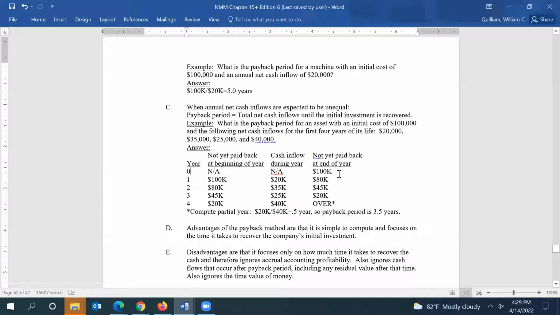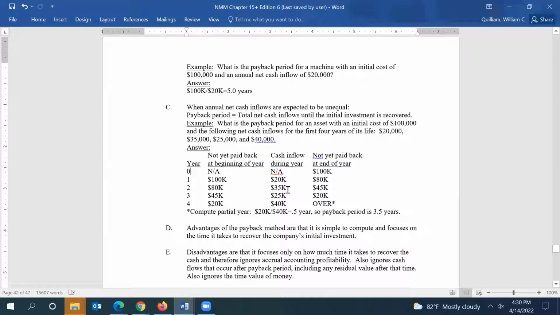So right now we pay that initial investment of $100,000. Well, let's bring that down. End of year 0, same thing as beginning of year 1. It's just like a real account, financial accounting. The ending balance of 1 year carries over to be the beginning balance of the next year. So year 1, not yet been paid back, $100,000. Cash inflow during the year is 20. Let's subtract that. Not yet paid back at the end of the year, 80,000. So again, ending balance of year 1 carries over to beginning balance of year 2, 80,000.